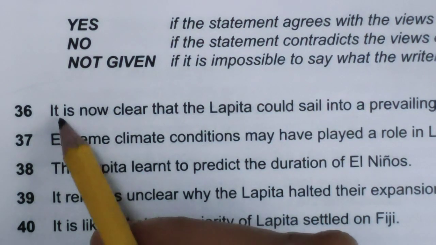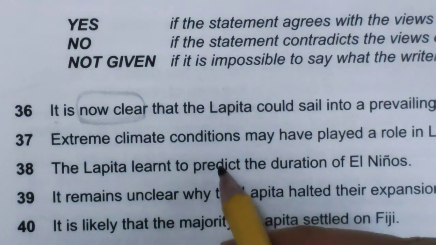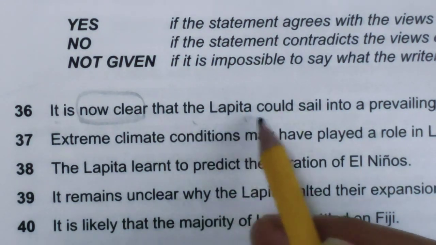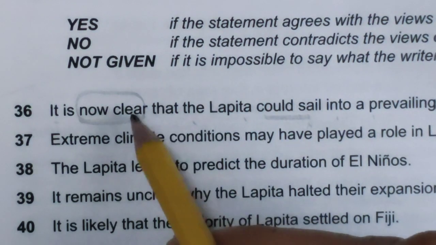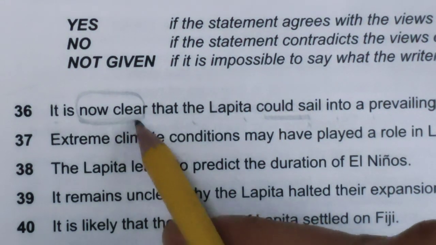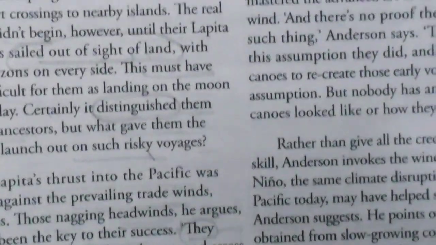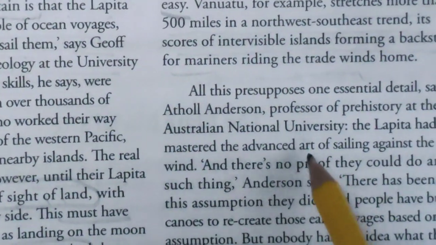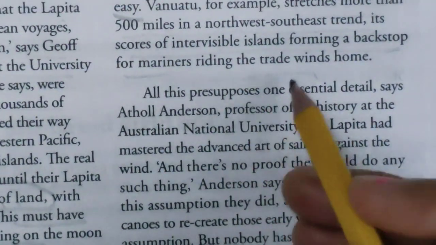So question number one: it is now clear that Lapita could sail into a prevailing wind. Okay, now it is now clear, so they are 100% confident. So it means this must be false, meaning no. Okay. So now till the 8th paragraph we have done.